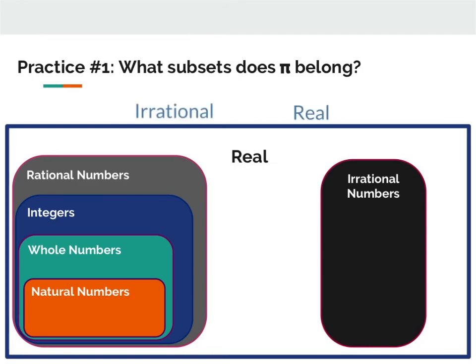All right, how did you do? Did you figure out that the number was both irrational and real? So you make sure that you have both these answers down. When I ask what subset does it belong to, it is both an irrational number and a real number. It's not natural, it's not whole, it's not an integer, it's not rational, because it's going on and on forever and never repeating. So now let's take a look at practice number 2.